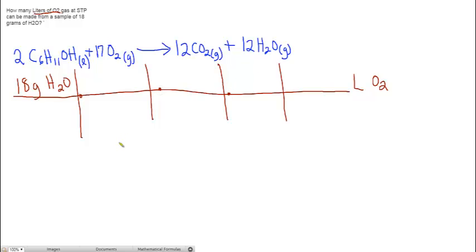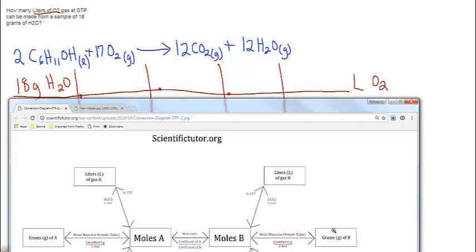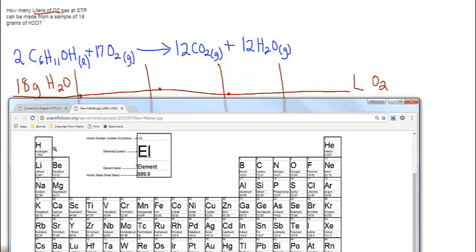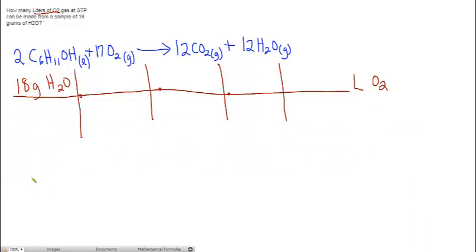What's our first conversion? Our first conversion is going from grams of H2O to moles of H2O. How do we do that? We use the molar mass located on the periodic table. If we look at the molar mass of H2O, it's 2 hydrogens, which are each about 1 gram per mole, and then 1 oxygen, which is about 16 grams per mole. So the molar mass of H2O is 18 grams per mole, approximately.